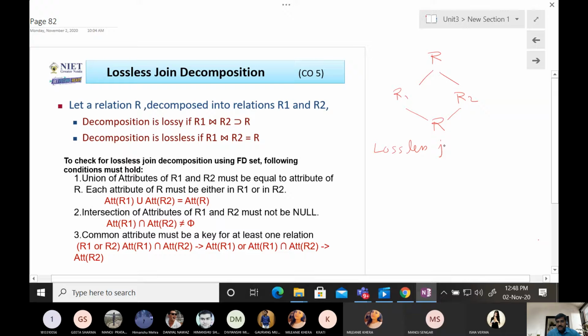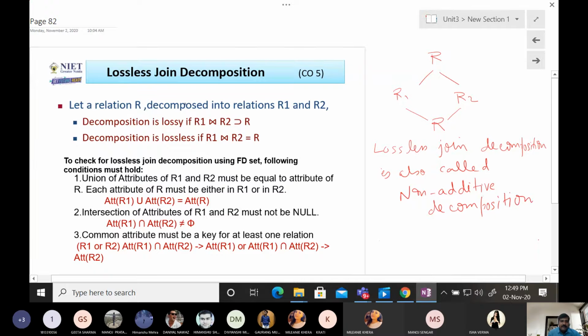Lossless join decomposition is also called non-additive decomposition, and lossy decomposition is called additive decomposition.